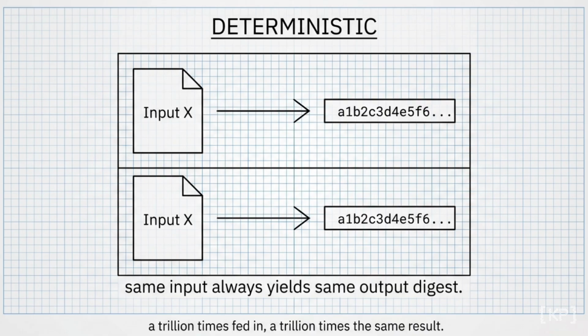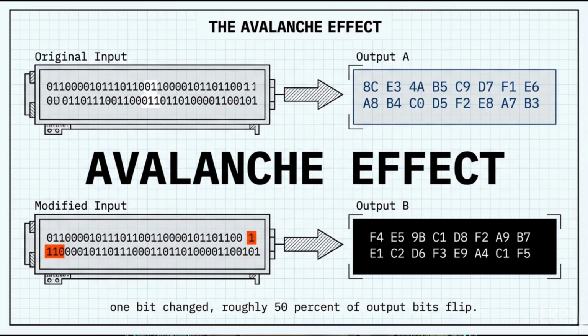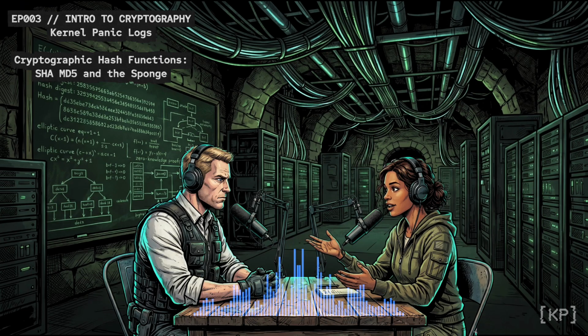And it does this while maintaining something called the avalanche effect, right? Yes, the avalanche effect is critical. Because if I have, say, a 1 gigabyte video file, and I change a single pixel in a single frame, like literally flipping one bit of data from a 0 to a 1, the new hash won't just be slightly different. No, it won't just change by one character. It'll be utterly unrecognizable from the first hash. Every single bit of the output has a roughly 50% chance of flipping, just because of that one microscopic change in the input.